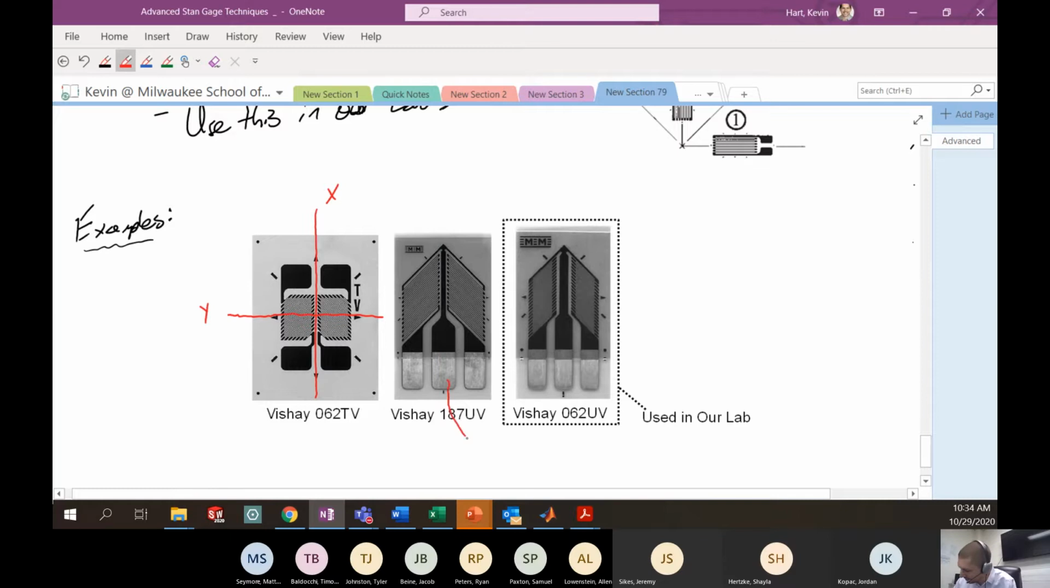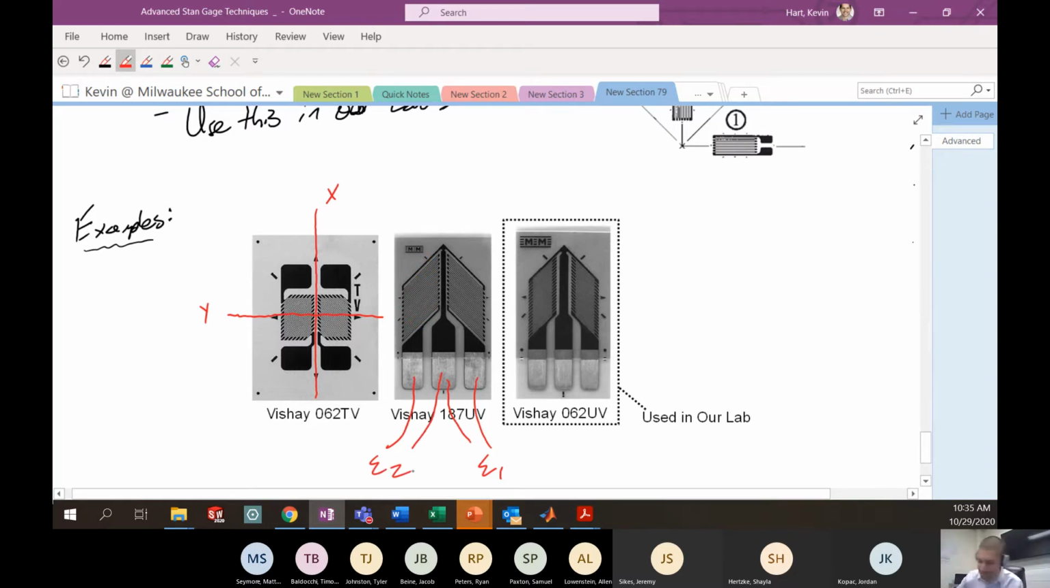So this gauge here would be like epsilon 1. It has this lead and this lead. So you'd wire by soldering your two electrical connections to those points. And this particular gauge has a lead here and a lead here. So this would measure for you epsilon 2.